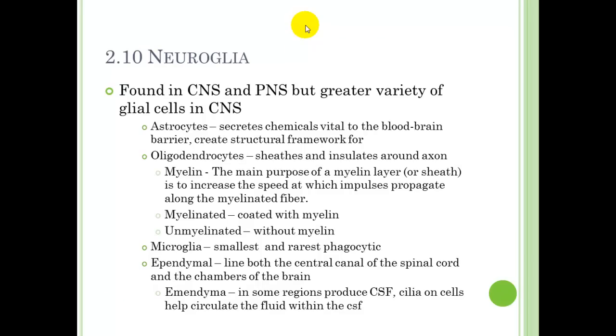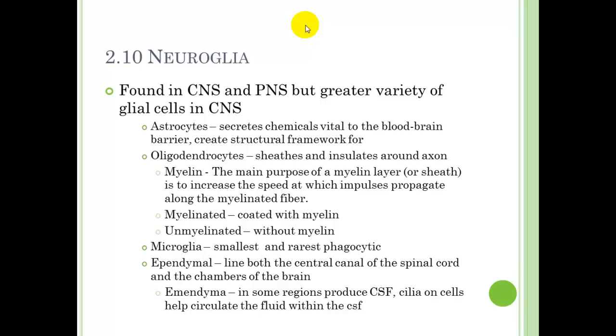2.10 neuroglia. And these are found in the central nervous system and the peripheral nervous system, but a greater variety of glial cells are in the central nervous system, and this would be the brain and spinal cord. We have various types of these, and one of them is called astrocytes. These are the supportive structures for the neuronal environment. They secrete chemicals vital to the blood-brain barrier and create structural framework for the brain.